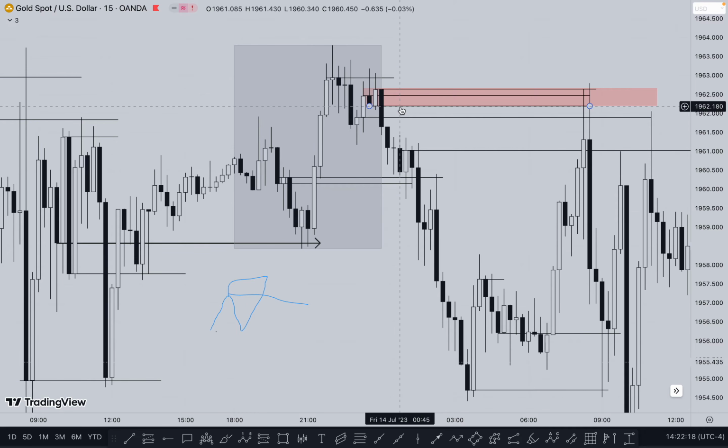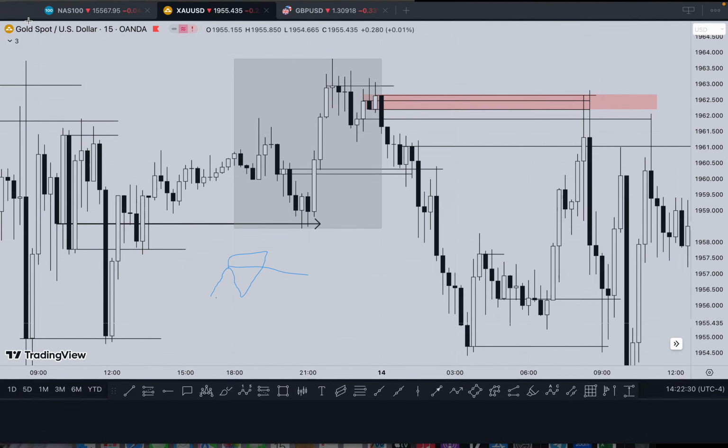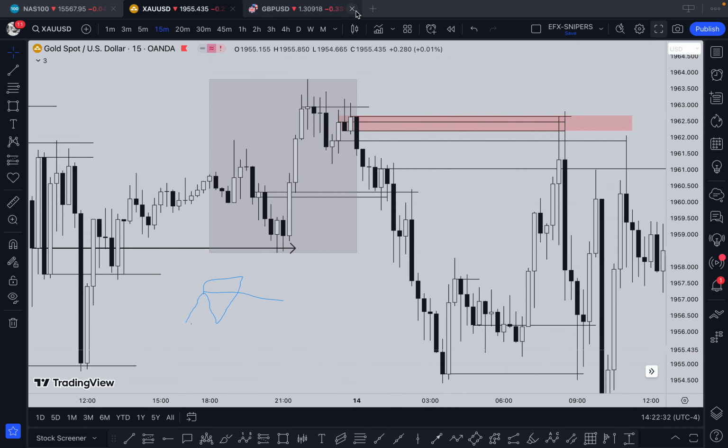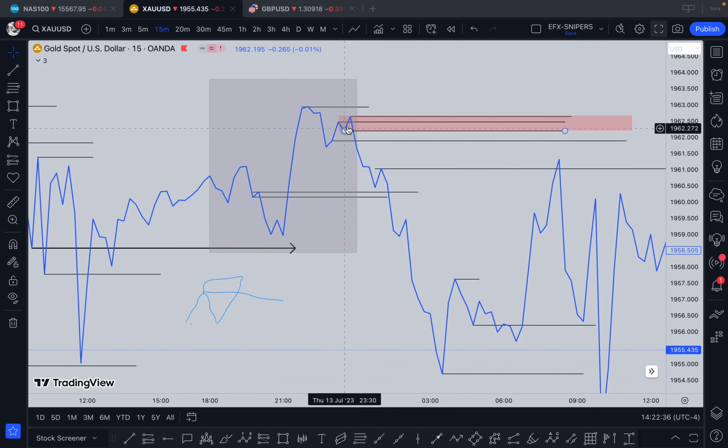So what are you gonna do? You're gonna take an entry here, you're gonna take an entry here, you're gonna take an entry here. It depends on you. What is your psychology? And if we go to line chart, let me show you guys on line chart on that area. What do you see on line chart? You see this area?